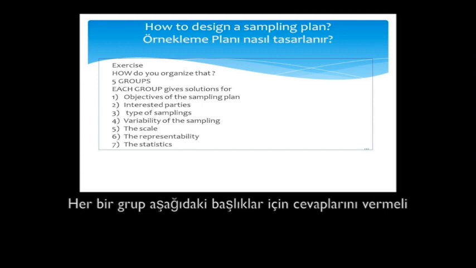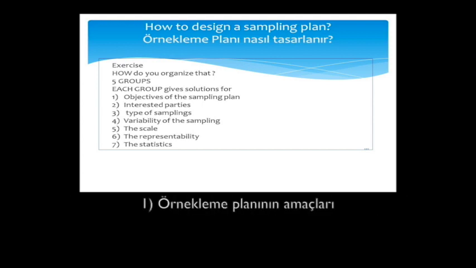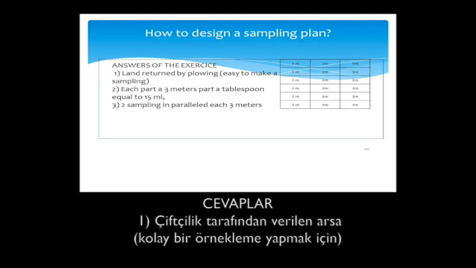Each group must find the solution for: what is the objective of the sampling, what is the interested party, what is the type of sampling, what is the variability of the sampling, the scale, the representativity, and the statistics. This type of exercise, this type of answer.